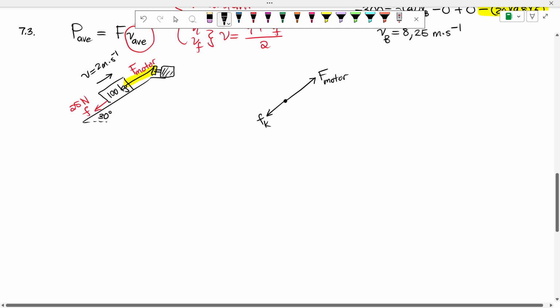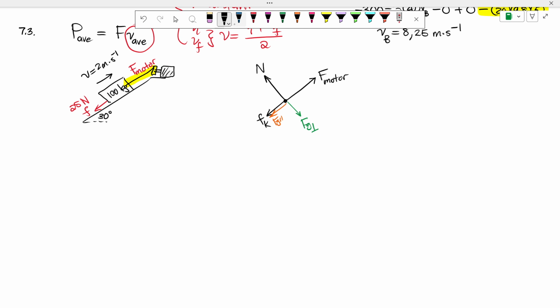I'll call this FK. And remember, you have FG as well. FG going straight down, and you have normal force. Normal force. And this FG has to be broken into components. Oops, what happened there? You have the FG perpendicular component. You have the FG parallel component. Then I can just get rid of the FG when I have the components like that.